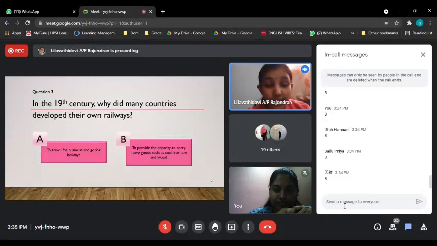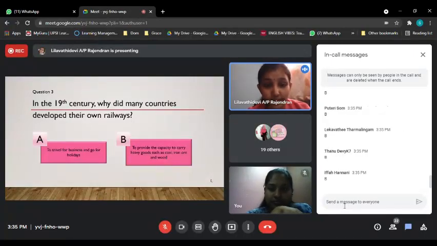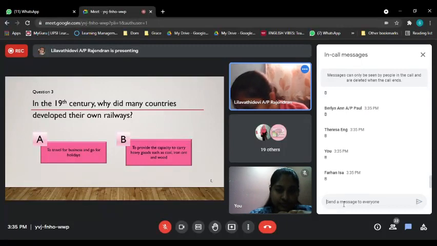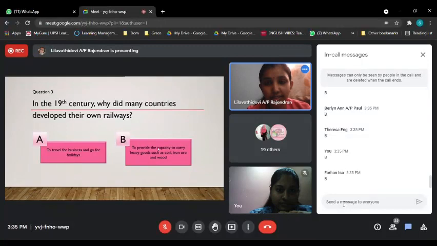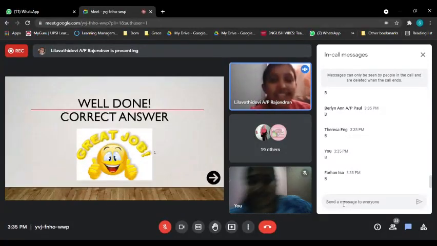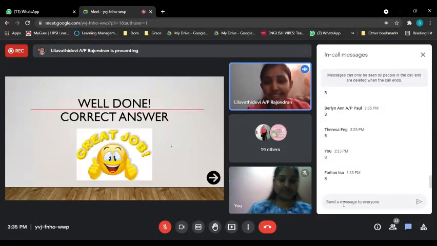What do you think the answer is? A, to travel for business and go for holidays, or B, to provide capacity to carry heavy goods? So I can see lots of B's again, which means I'm going to click on B. Okay. Again, congratulations, you got the correct answer. Okay, so let's move on to the second last question.